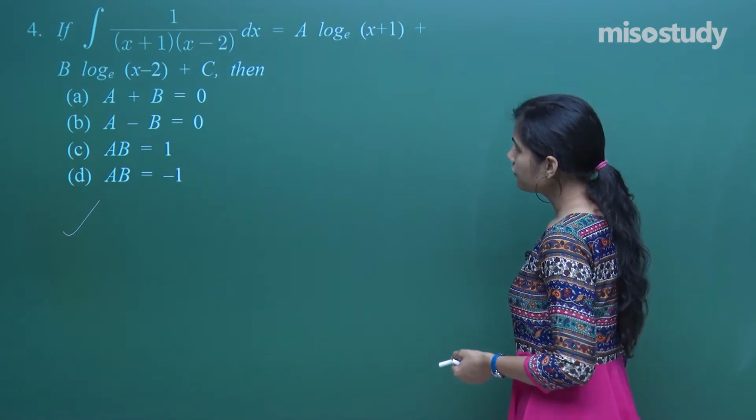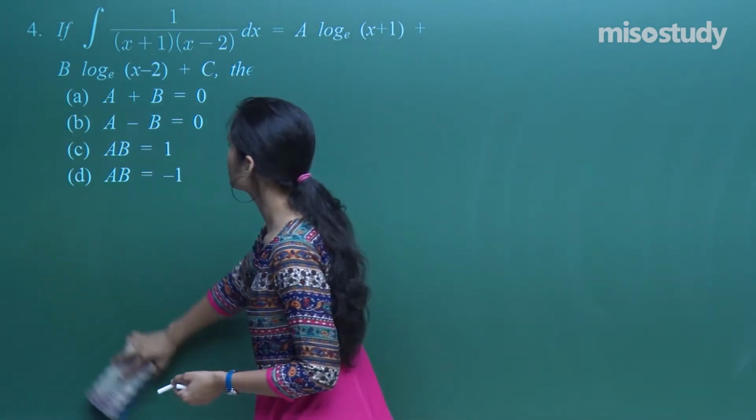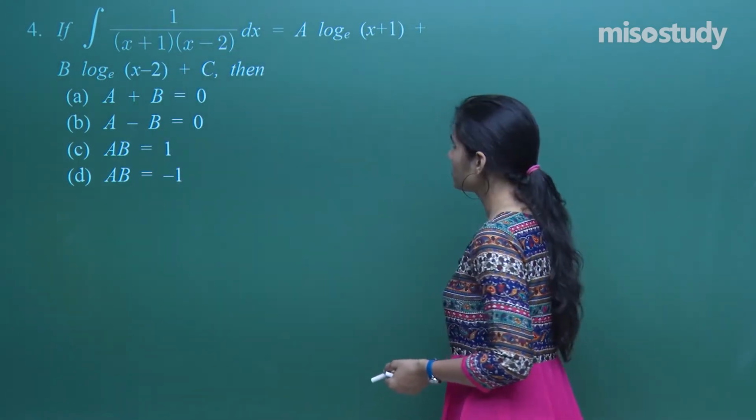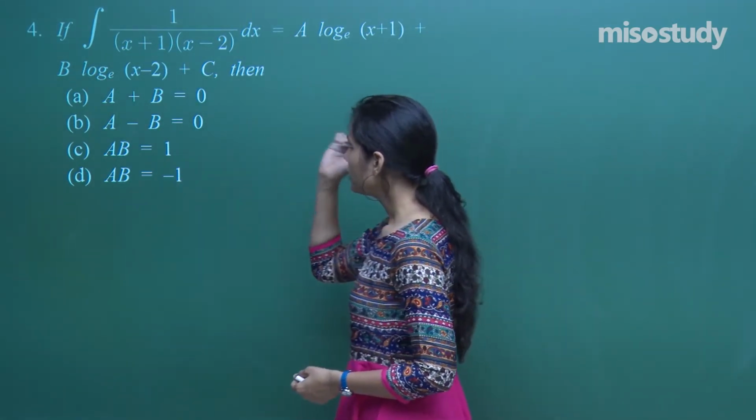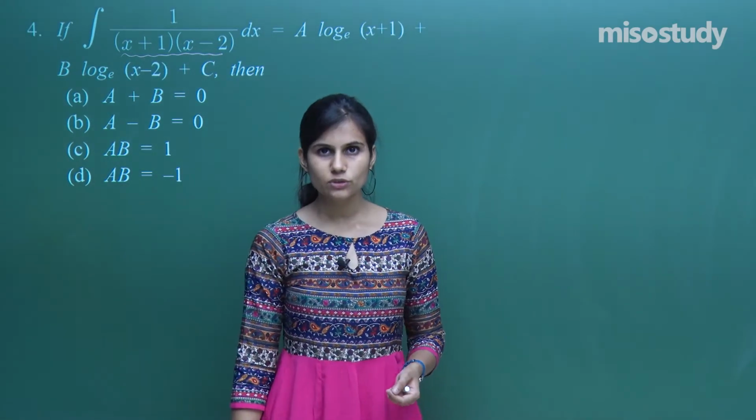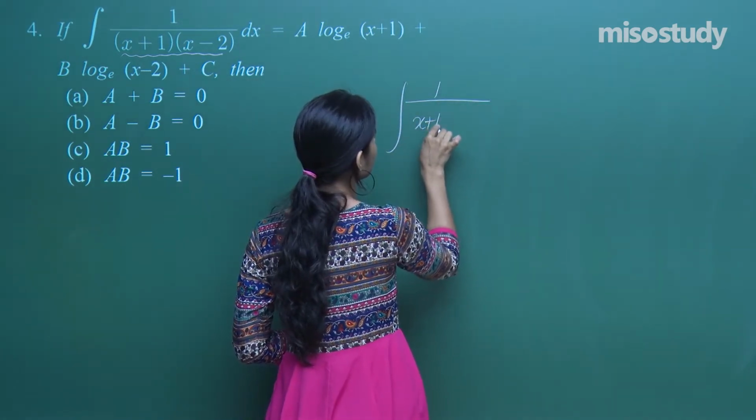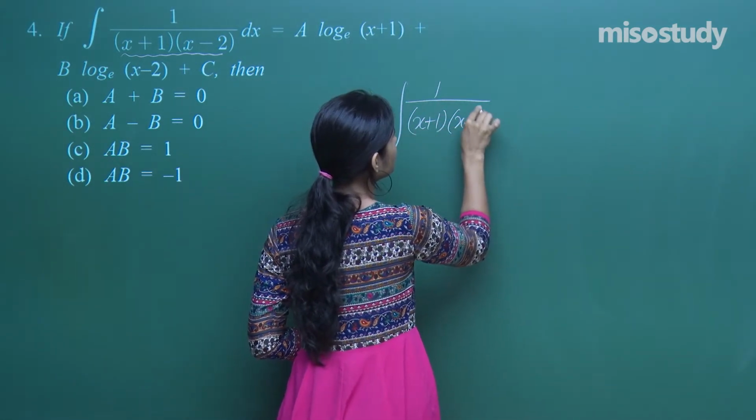Question is, if this is equal to a log(x+1) plus b log(x-2), then what is the relationship between a and b? Now you can see over here, integration by partial fractions is going to come into picture. It is very, very simple. Integral of 1 upon (x+1)(x-2).